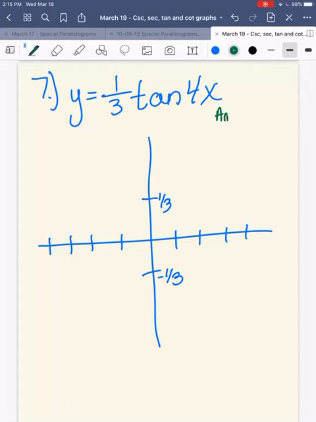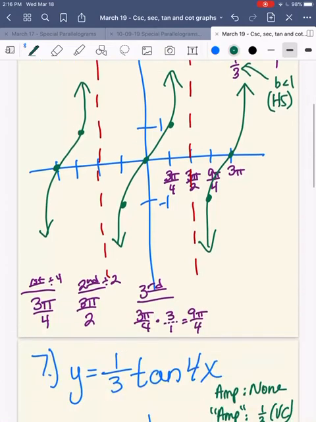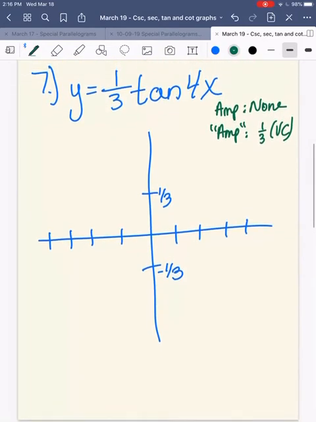And then 1/3 tangent, our amplitude is going to be none, but our quote-unquote amp is going to be 1/3, which is a vertical compression. Oh, y'all, I just realized I didn't say it up here, did I? Okay, so here, my fault. This 1/3, your B is less than 1, so it's a horizontal stretch. Okay, sorry.